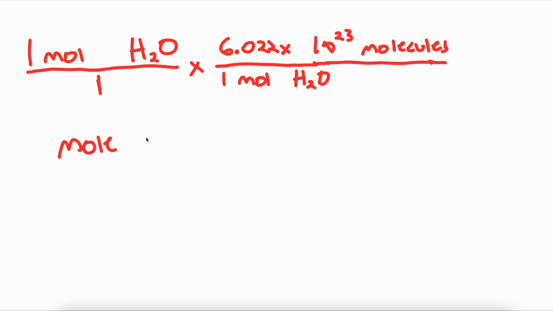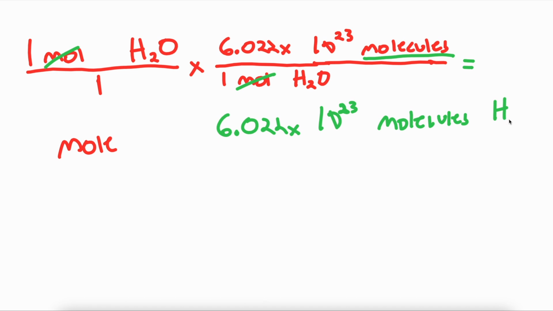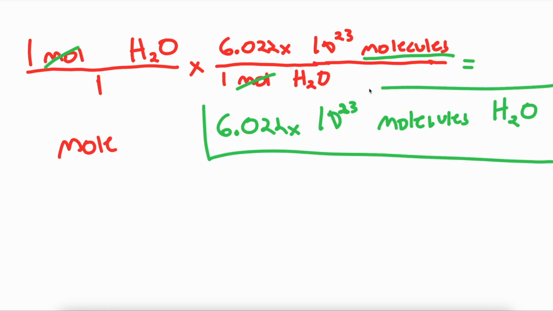I'm sorry. But so now, continuing on, as you can see here, we have a mole on the top and a mole on the bottom. So we can cancel out these variables. And if we cancel out variables, what's the one thing we're left with? It's just molecules. So now we can multiply our tops by one another, and we will end up with 6.022 times 10 to the 23rd molecules of water. Make sure that you're always writing your unit. Your unit is molecules, your compound is water. Make sure you're writing all this down. This would be your final answer.